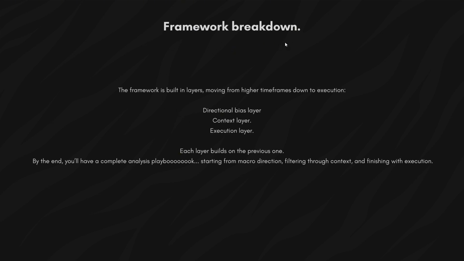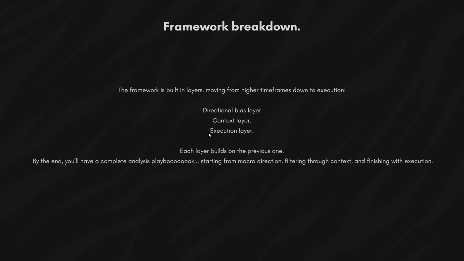Now let me break down how this entire framework is structured, because once you understand the layers, everything else will start to make sense. This framework is built in layers, in a step-by-step manner, from higher time frames all the way down to execution in the 15-minute time frame. And the most important thing is that you never skip a step. We first start with the directional bias layer. Your job is to figure out which direction you expect price to expand, which means you don't look for key levels on the intermediate time frames, or for entries, until you've established a directional bias.